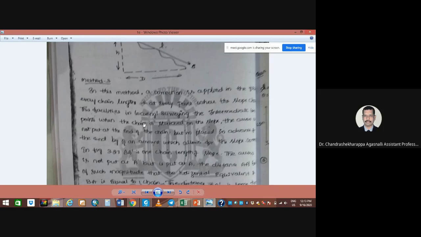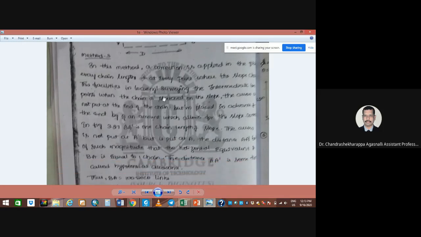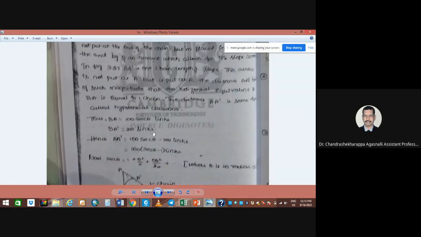And the facilities in locating or surveying the intermediate points can be changed with the strength of slopes. So this is a little bit difficult, because wherever the slope changes, if you are going to measure the angle, that is a little bit difficult part, right?